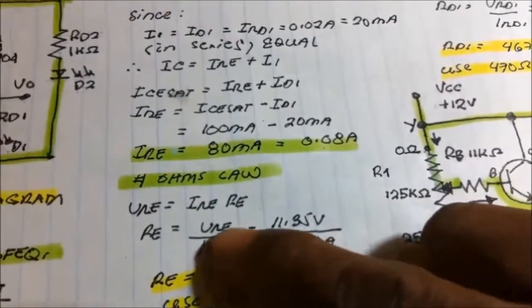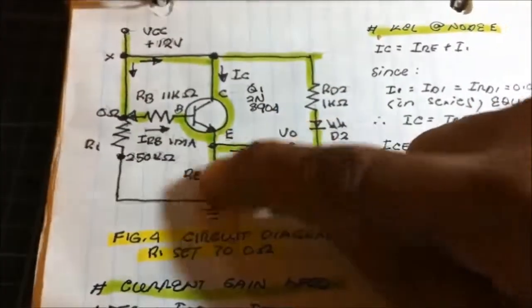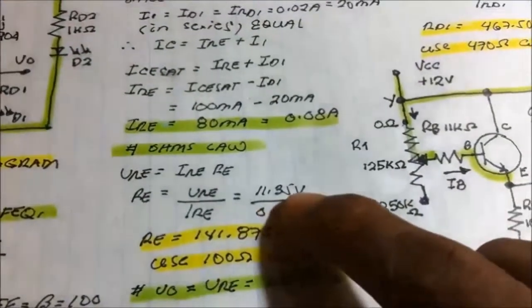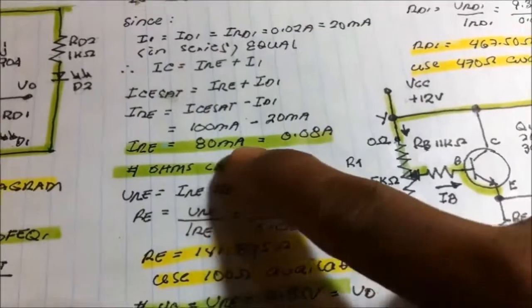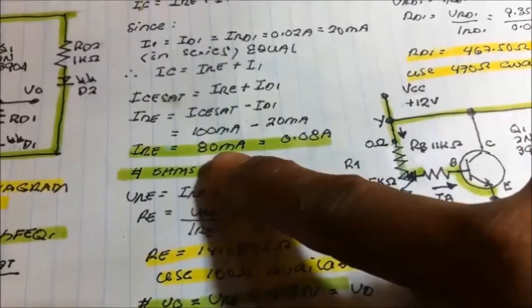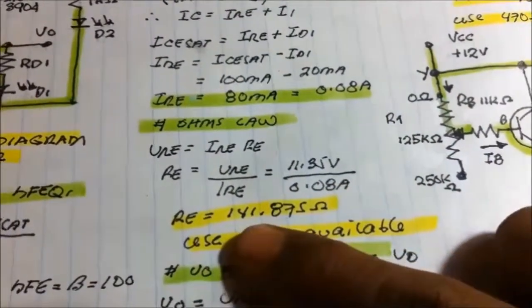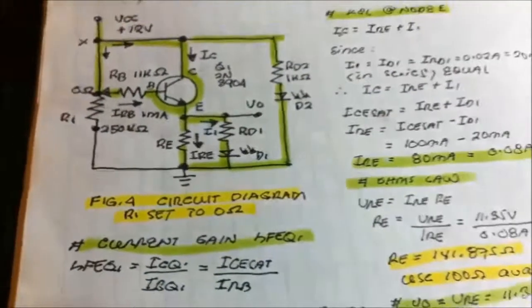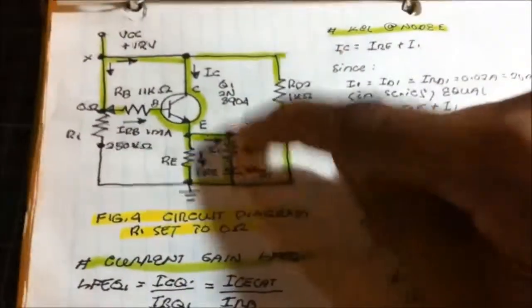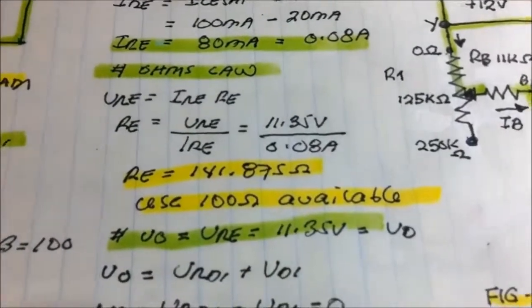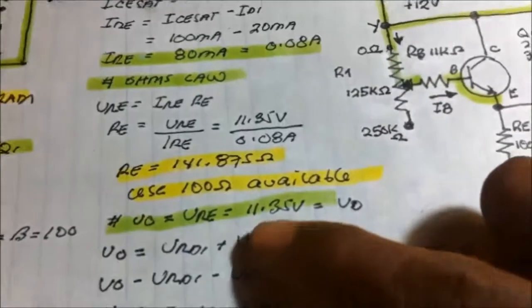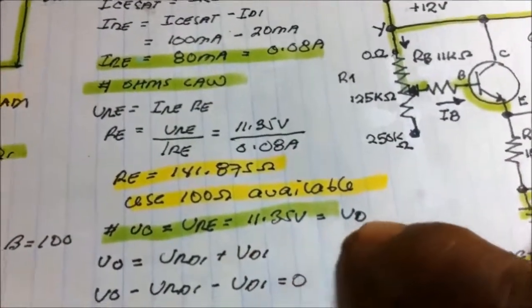By Ohm's law, since we know the voltage drop at RE, which is equal to the voltage output, 11.35 volts, divided by 0.08 ampere, also equal to 80 milliamperes, I got 141.875 ohms calculated. I use 100 ohms for my emitter resistor, with the load. Since we know that the voltage output is equal to the voltage at RE, 11.35 volts, also equal to the voltage output.